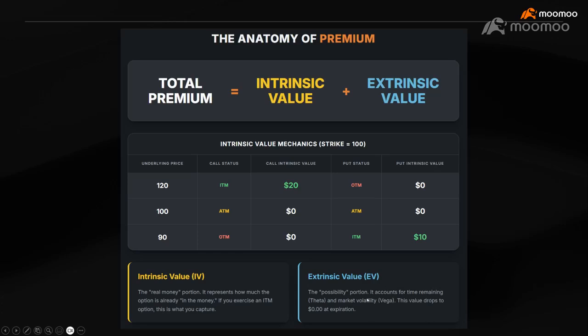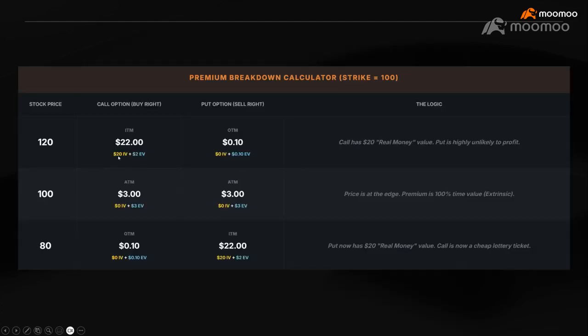I mentioned that extrinsic value consists of the volatility and the time value, which means extrinsic value can depreciate, but intrinsic value doesn't. It doesn't decay. Remember that. So this is the exercise we did in chapter 1. I put it here so that you guys can recap: how much is in the money, and how much of the premium consists of that value.